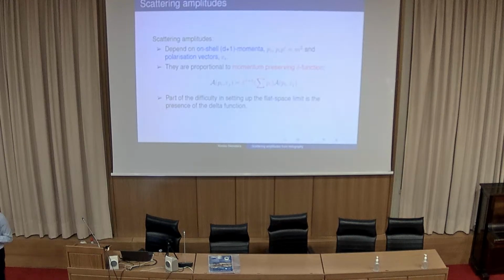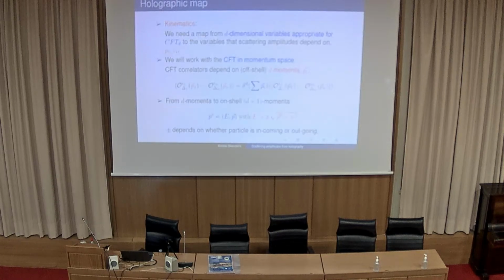And many of the difficulties, if not all of the difficulties that people had in the past, were because of this momentum preserving delta function. Since the amplitude is 0 everywhere except at the locus of the zero of the delta function, unless you have the right kinematical variables, you're not going to land in that locus of the zero of the delta function. Okay, so then you need the right kinematics. Okay, what are the kinematics?